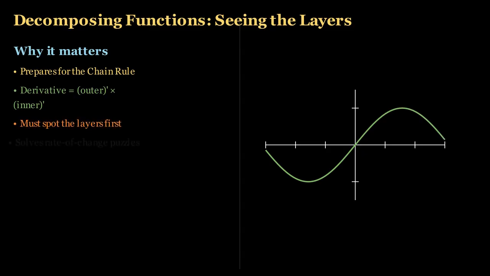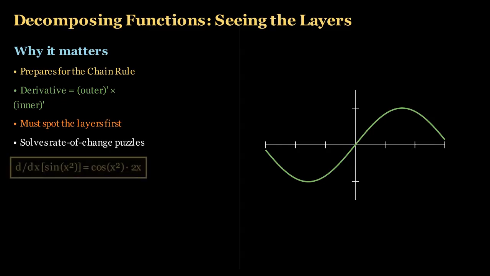But you cannot even start the chain rule unless you can first look at a complicated expression and correctly identify what is the outer function and what is the inner function. Decomposition is that crucial first step. It turns a scary, tangled rate of change problem into two simple ones you already know how to solve. If you cannot spot the layers, the chain rule is just a formula you cannot use.